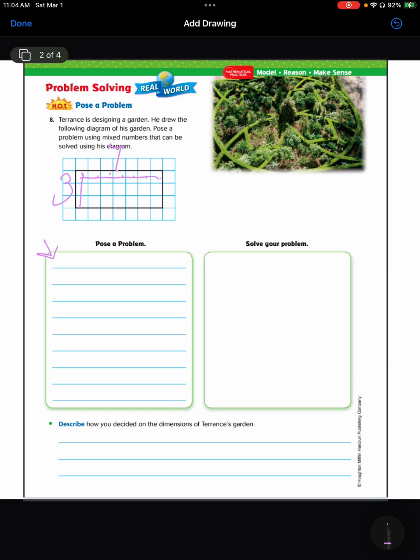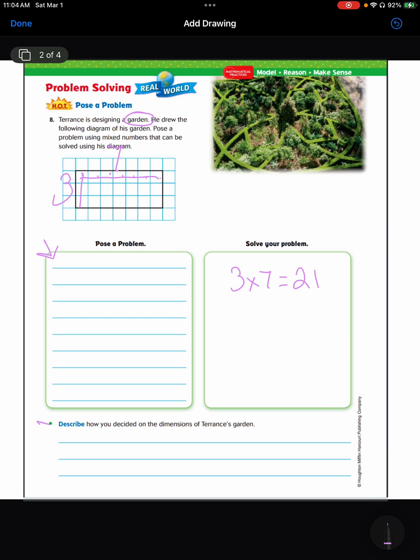So they give you the topic, which is a garden. So just something as simple as Terrence is designing a garden. He wants the side lengths to be 3 feet, and he wants the top and bottom dimensions to be 7 feet. How much total area does it take up? Obviously, 3 times 7 equals 21. So that's your area. Okay?